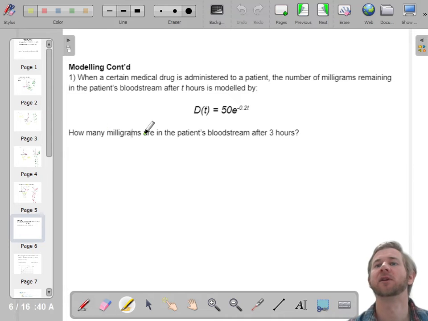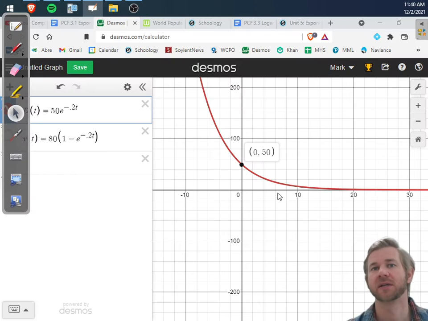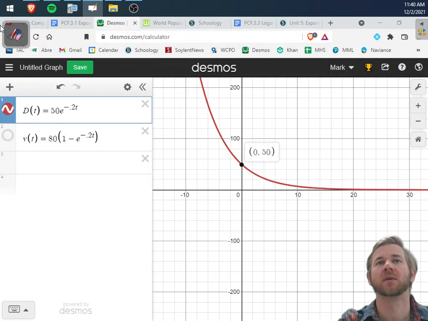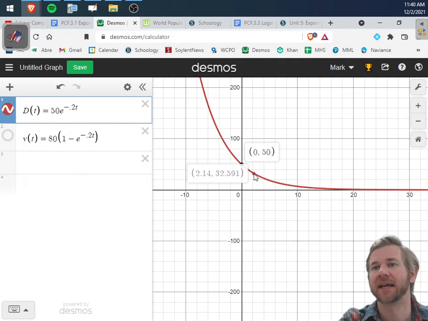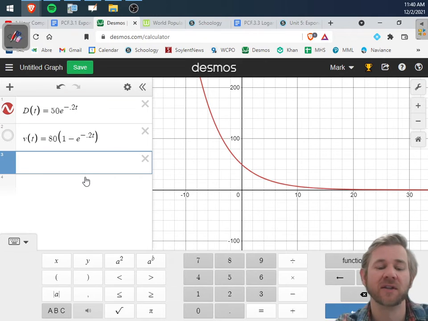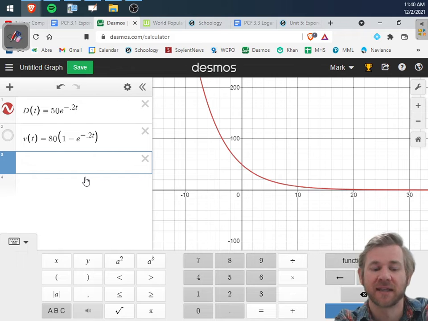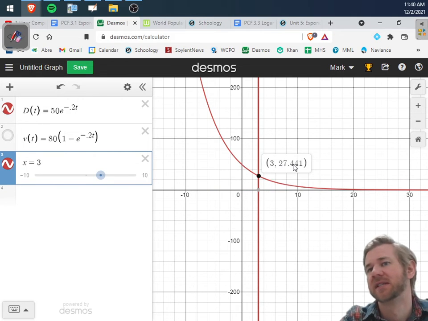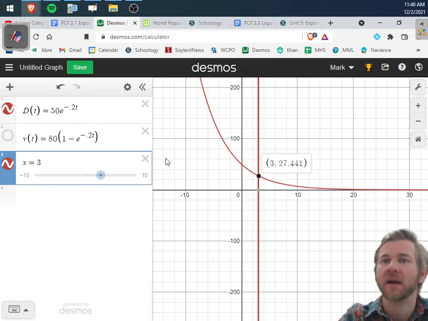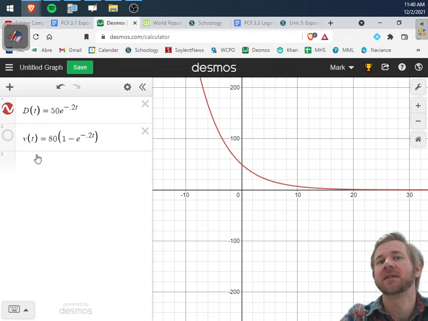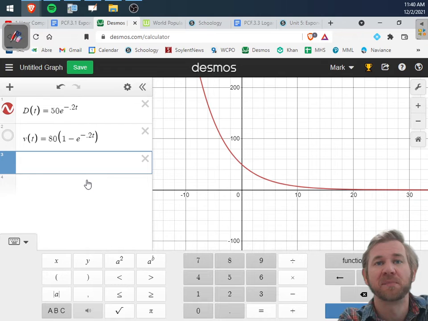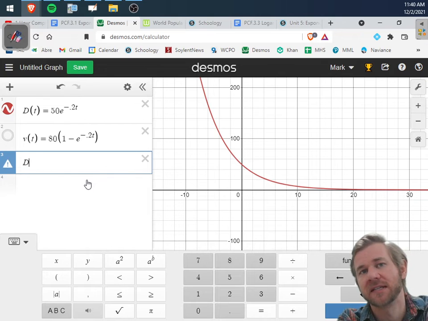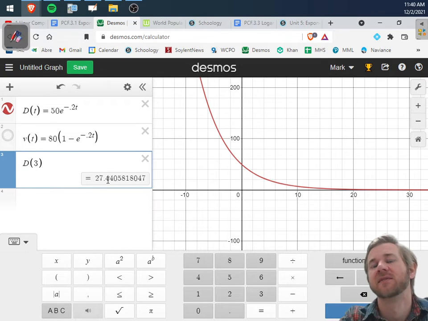How many milligrams are in their bloodstream after 3 hours? You could do this two ways, or maybe more than that. You could probably just guess and check your way through it, like find 3. There it is, 27.441. Or you could even use basic Desmos skills, like that's an X value. What happens when X equals 3? Then the Y value is 27.4. Or it's function notation, and Desmos is cool like that. If you plug 3 in to that function, I'll say D of 3, it'll do it for you, 27.44.